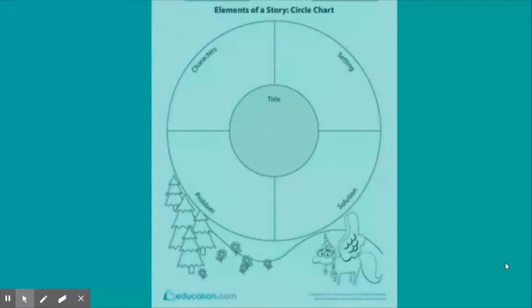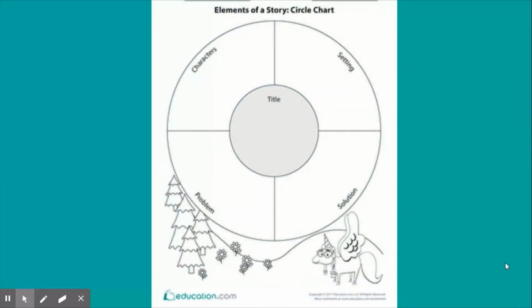Okay, friends. So what are the elements of a story? Let's go ahead and recap on that. The elements of a story are the characters, the setting, the problem, and the solution. That is the overview of the elements of a story. Now, this is a simplistic one. There are other things that are in the elements of a story, but this is what we are going to be concentrating on.